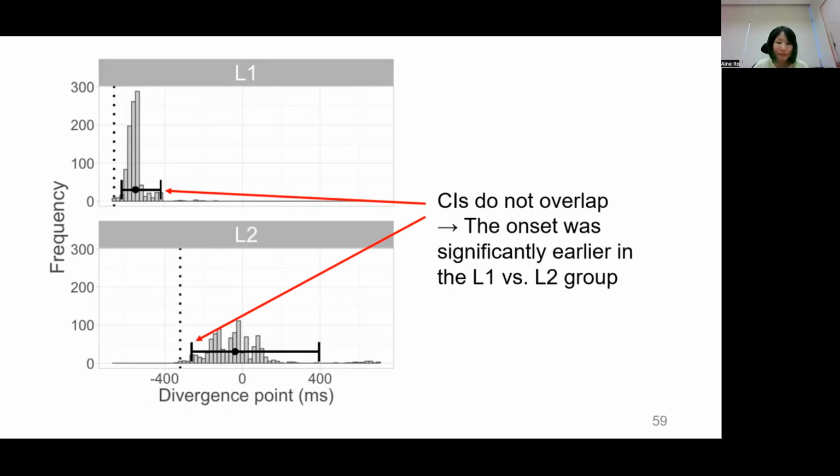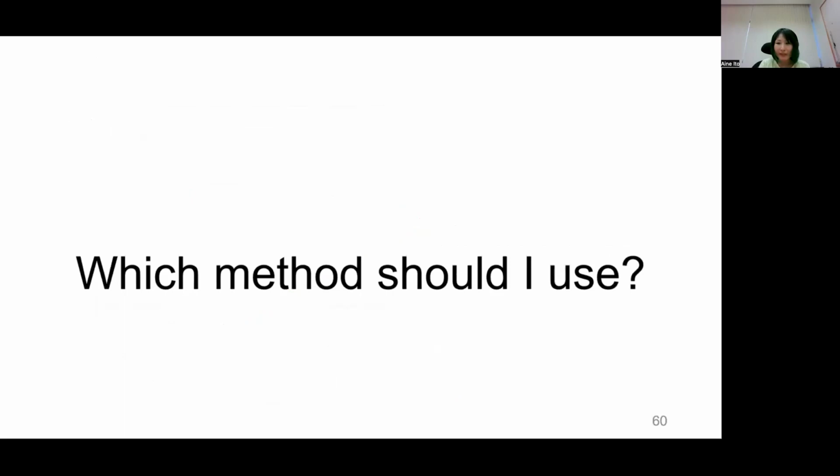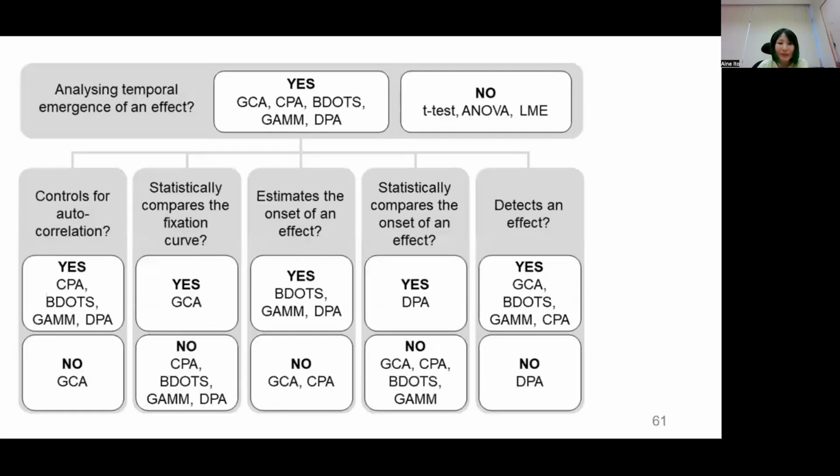Okay. Let's then summarize the overall analysis and which method you should be using for different purposes. So first of all, the first question you probably ask is whether you are interested in the time course of an effect. Right? So if you are interested in when an effect occurs or how long it lasts, or those questions, then your answer is yes. So you'd go for one of these analyses that I just explained in this talk.